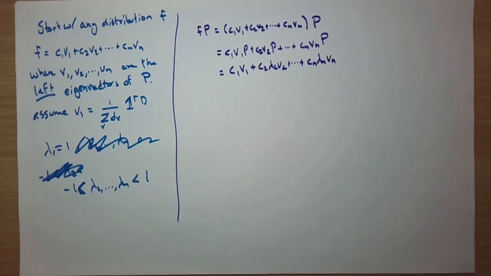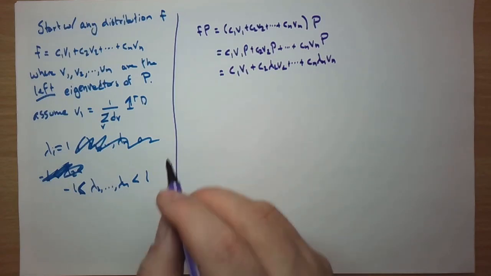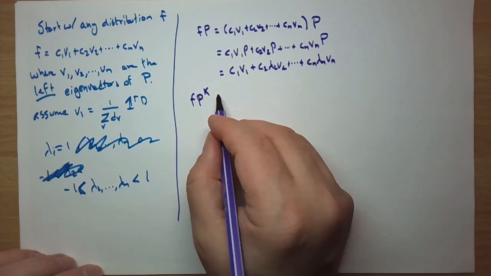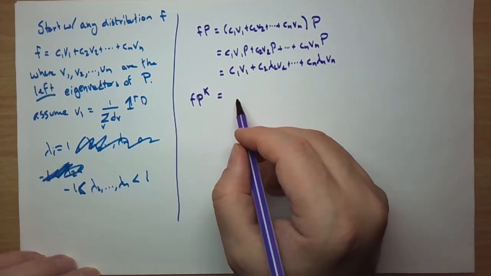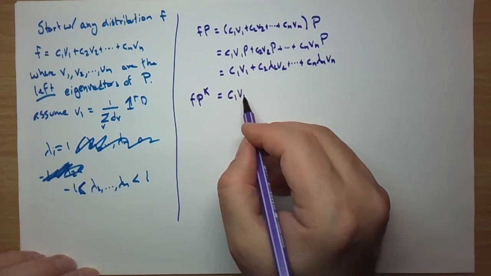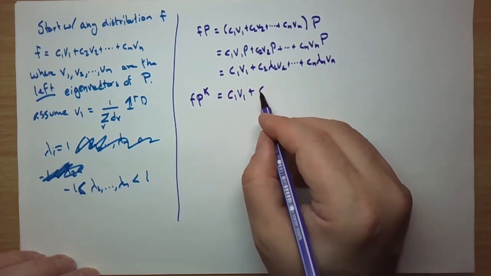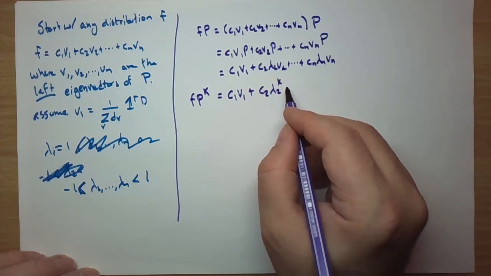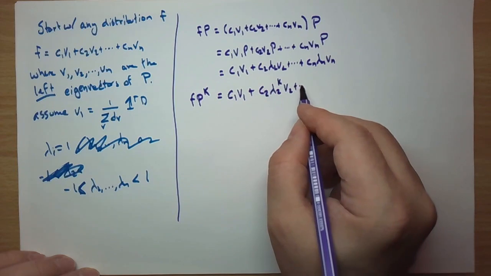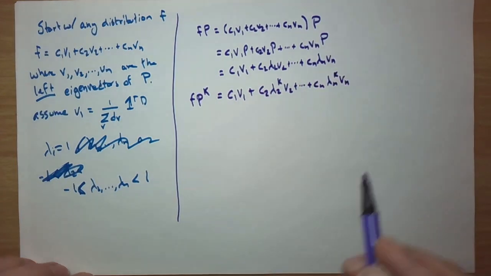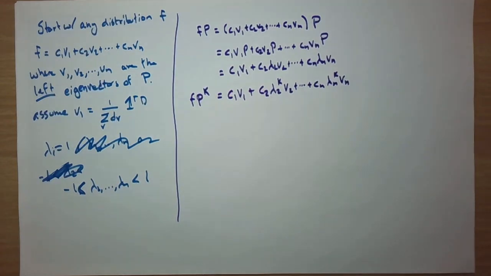So that's one turn. What happens if we take, say, k turns? What will we look like? Still C1 V1, good. All the lambdas are going to power k. So every time we take a step, we up our lambdas. All right, well, that's not so bad. That seems kind of reasonable.